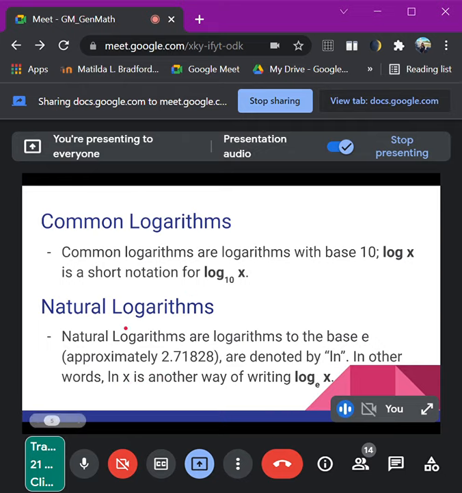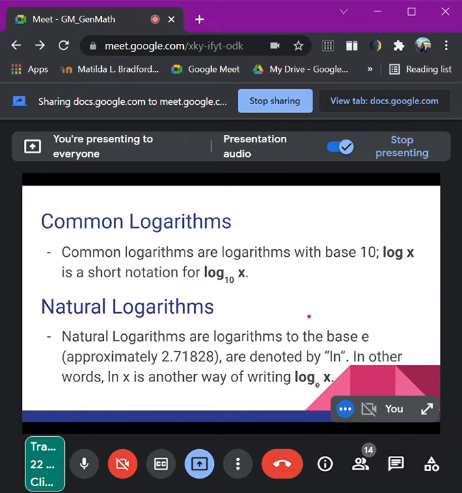So in our natural logarithms, the base is e. We have seen this last time, right? We have our natural number e, and if we use a calculator, it is approximately 2.71828. If we use that in a logarithm, it is denoted by ln. So in other words, ln x is the other way of writing the logarithm of x with base e, or with a base of the natural number. You can also write it as ln and then x, or the logarithm of x with the natural number as base.